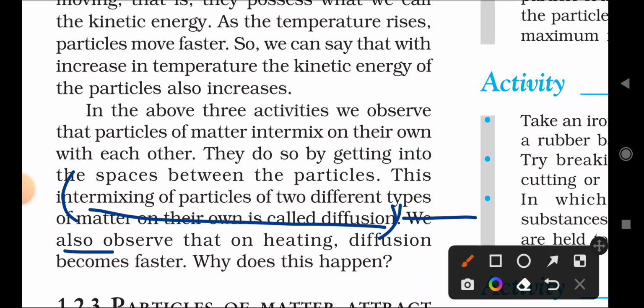We also observe that on heating, diffusion becomes faster. On heating, the particles move faster, because heating produces energy. That energy moves the particles, that is, the kinetic energy increases and the particles move very fast. That is the reason that if heat is given, the particles also move faster, because they possess kinetic energy.